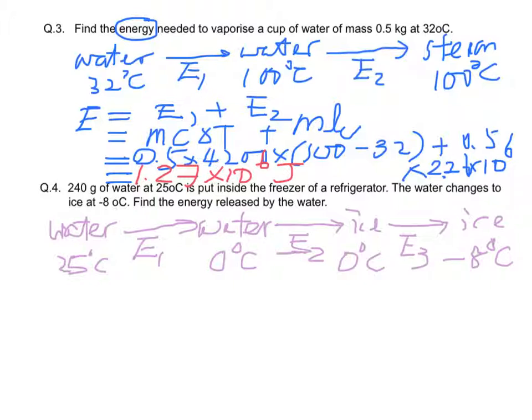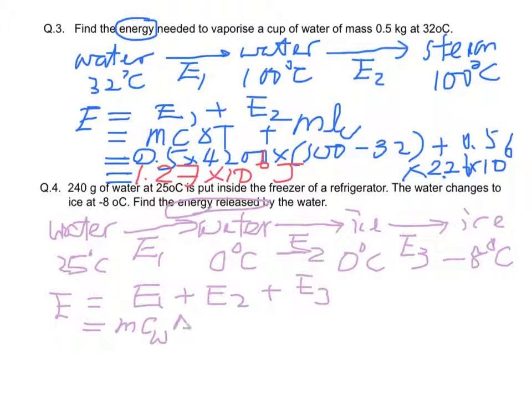Therefore, the total energy released by the water would be E equal to E1 plus E2 plus E3. E1 is equal to mc of water delta T of water, plus E2 is equal to m times specific latent heat of fusion of ice, plus E3 is mc of ice delta T of ice.